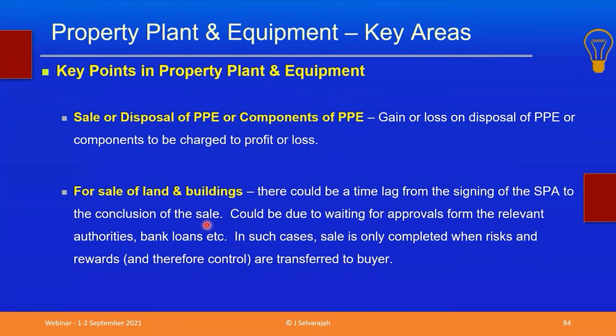So when you sign an S&P, let's say in November, and your financial year end is December, and this approval has not come even by January or February, and you are going to sign off the financial statements in February, is this sale completed or not? I got an SPA, sale and purchase agreement. Is it completed? The answer is no, because there is a condition precedent in that agreement.